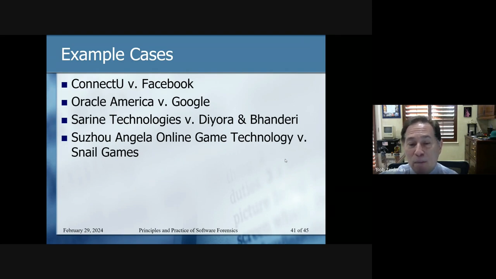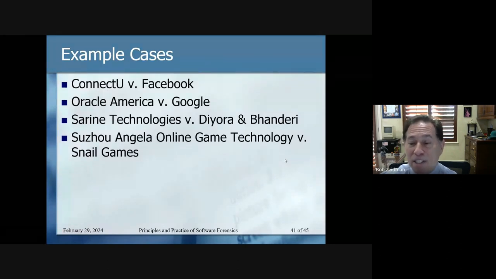And they actually appealed my position as a neutral expert up to the Indian Supreme Court. And the Indian Supreme Court said that I was qualified and my tools were qualified to do the comparison. And then Suzhou Angela and Snail Games. These are two large Chinese video game companies that sued each other for copying code. And I was also selected as an expert in that case.